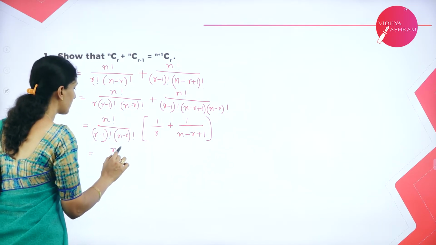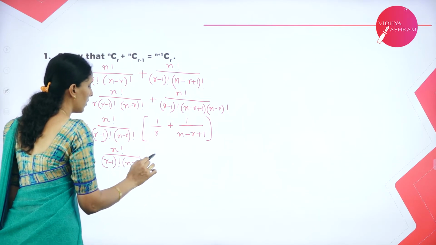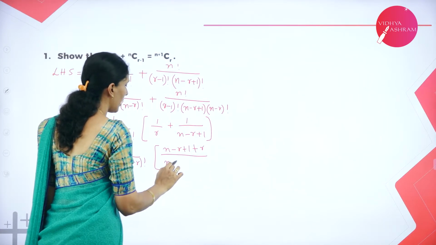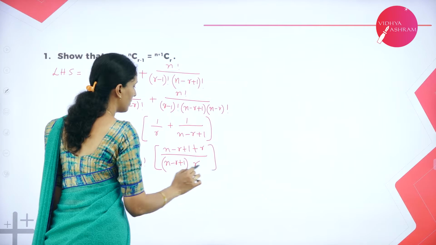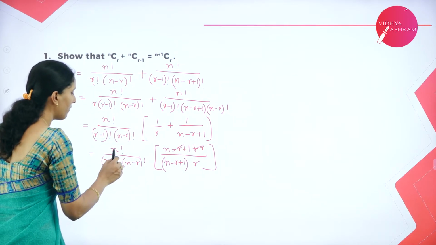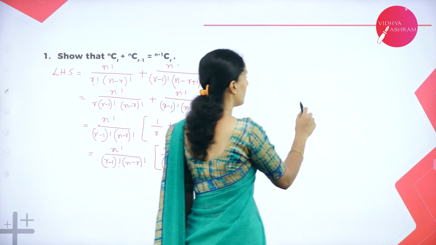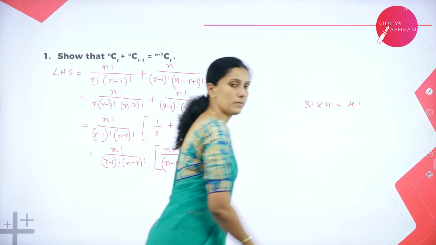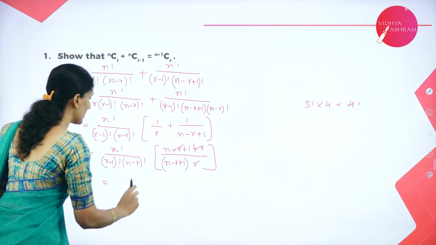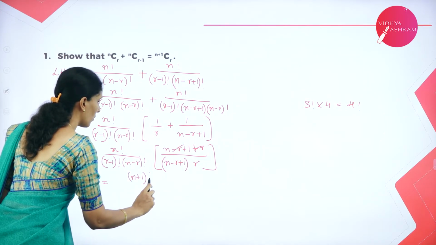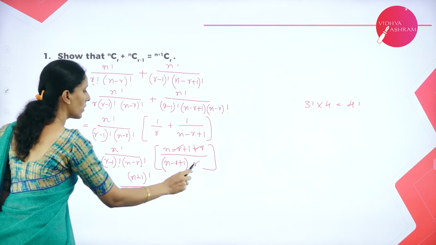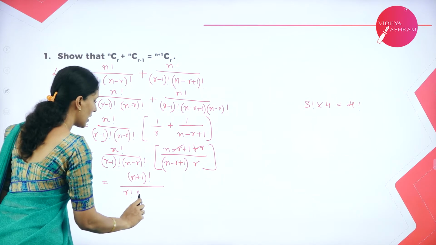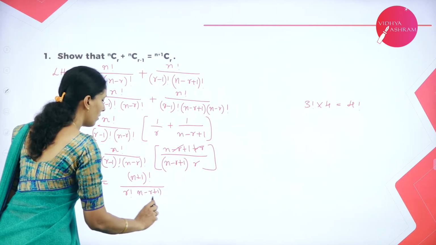So when you solve this, you will get n minus r plus 1 plus r divided by n minus r plus 1 into r. So minus r plus r get cancelled, leaving n factorial into n plus 1. For example, 3 factorial into 4 can be written as 4 factorial. In the same way here, I can write this as n plus 1 factorial. Again we have r minus 1 factorial into r, which is r factorial. n minus r factorial into n minus r plus 1 can be written as n minus r plus 1 factorial.